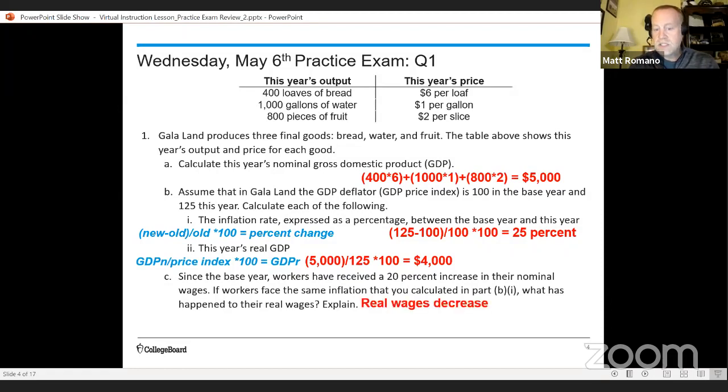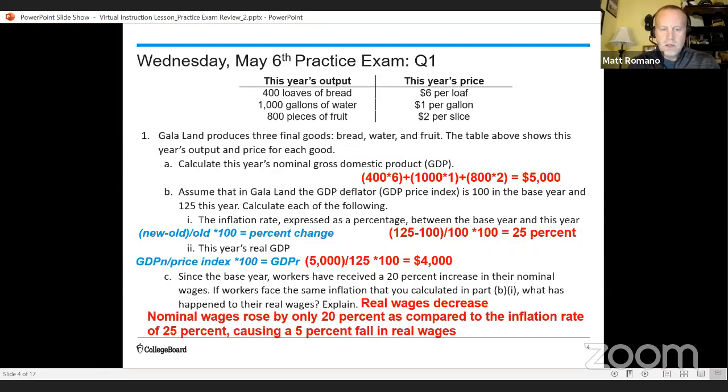The answer is that real wages decrease. The word explain is there, so that means I've got to give some causal relationship. I've got to show the logic behind why real wages decrease. Nominal wages rose by only 20% as compared to the inflation rate of 25%, causing a 5% fall in real wages. So the fact that prices were rising faster than nominal wages tells you that real wages, essentially a measure of purchasing power, have actually fallen, in this case, by 5%.